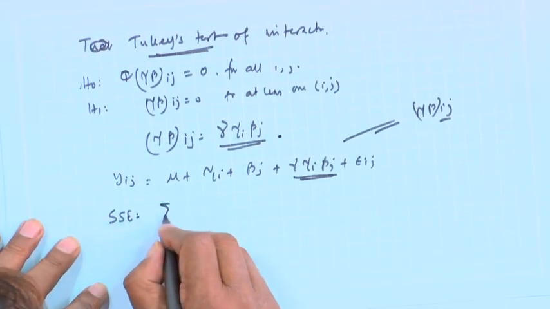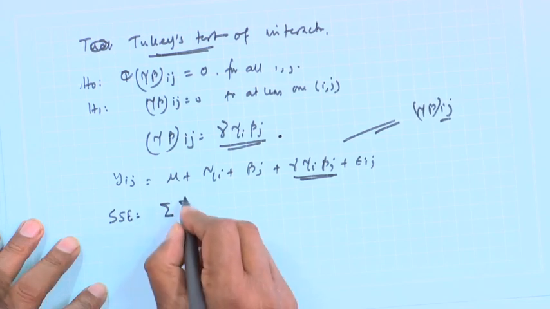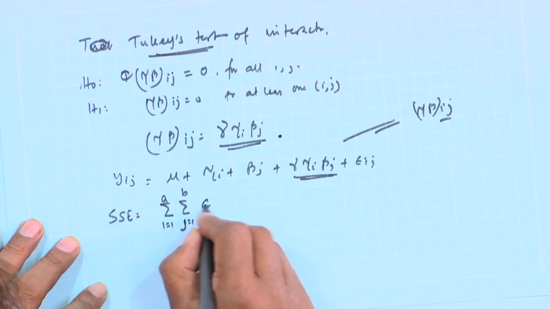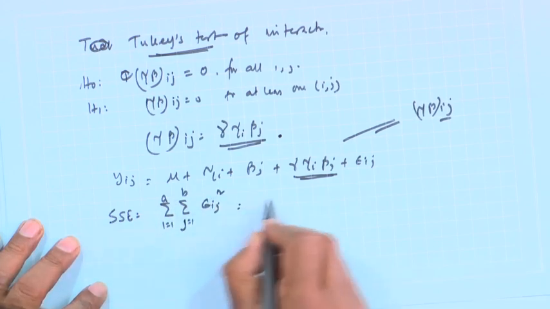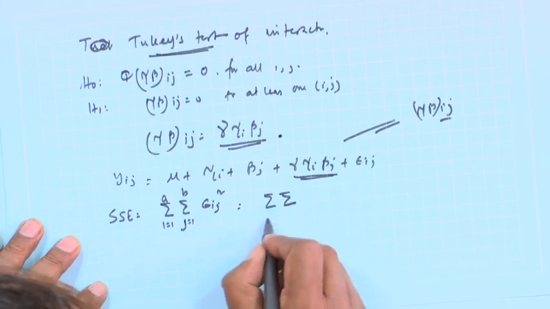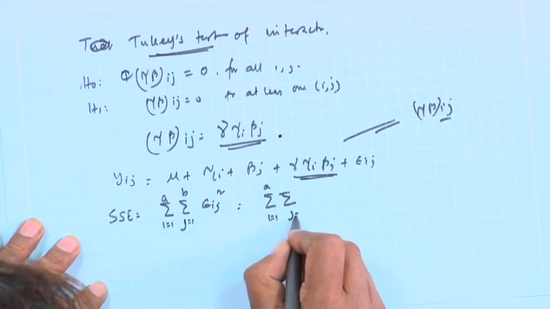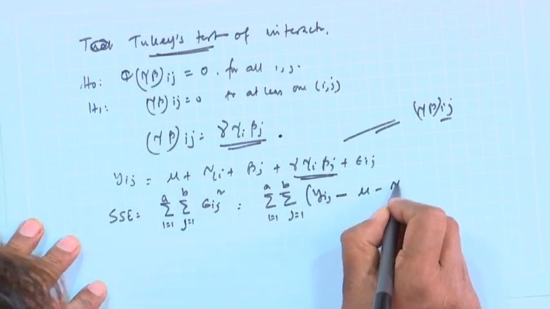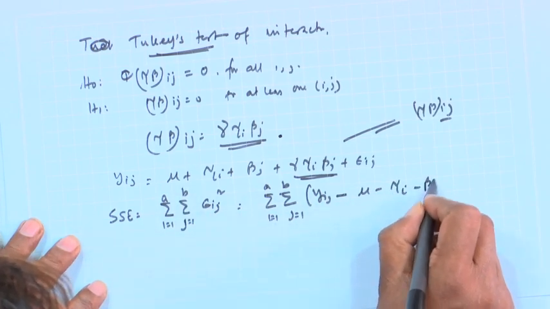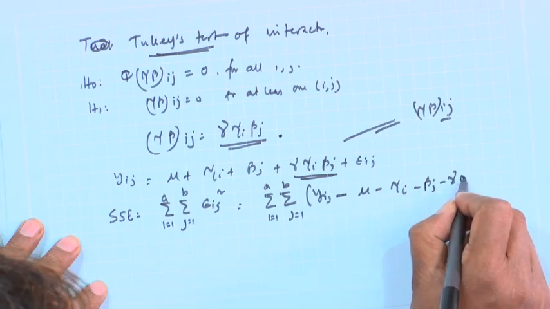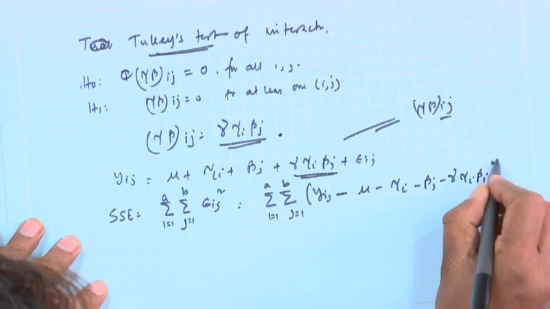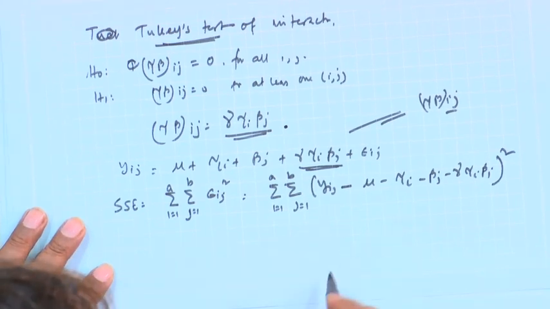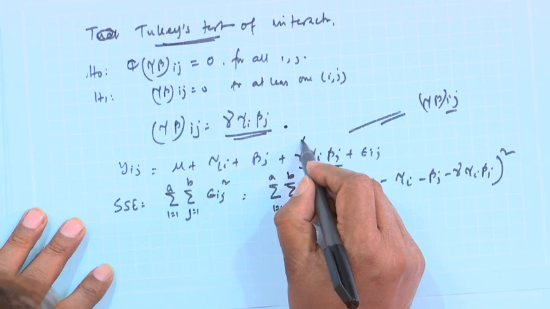SSE will be the sum over j equal to 1 to b, i equal to 1 to a, of epsilon ij squared, which is nothing but the sum over i equal to 1 to a, j equal to 1 to b, of (y ij minus mu minus tau i minus beta j minus gamma tau i beta j) squared. So, what do we want? We want to know the value of gamma.